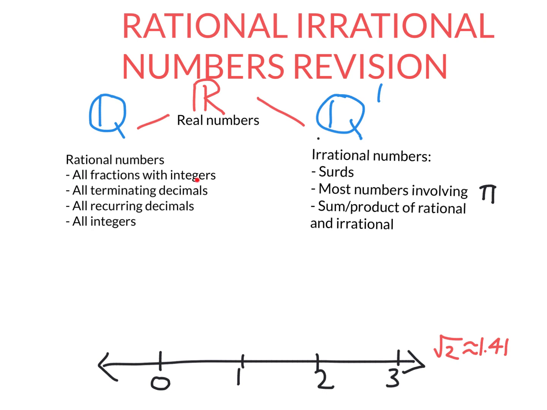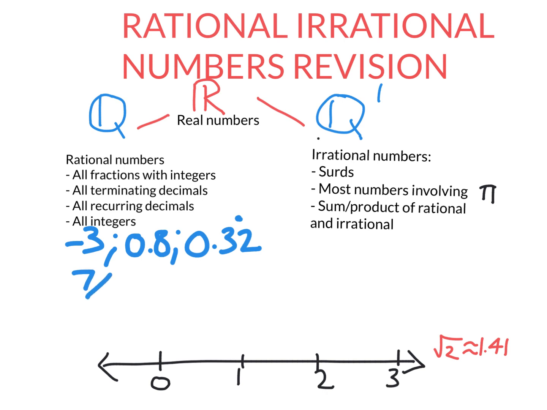It contains all fractions with integers, all terminating and recurring decimals, and all integers. So all whole numbers like -3, they are rational. All terminating decimals like 0.8, you guessed it, rational. Any recurring decimal like 0.32 recurring is rational. Now remember, any fraction with integers, that means an integer numerator and an integer denominator, is always rational.